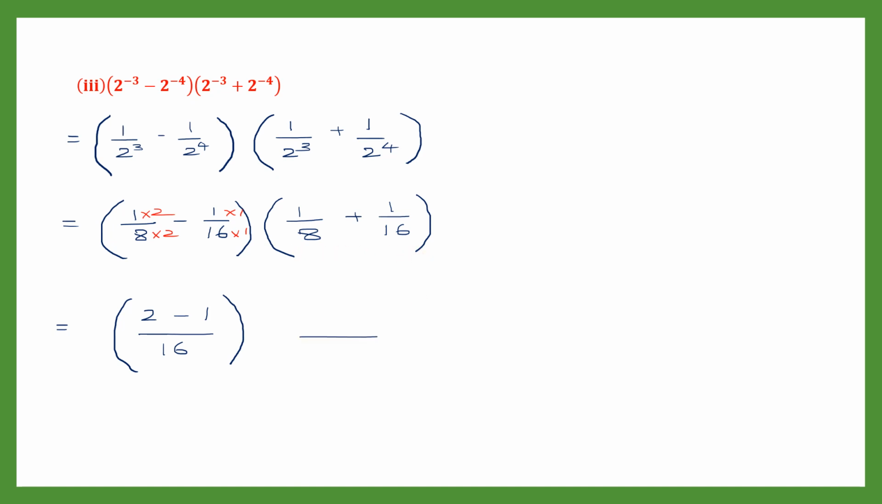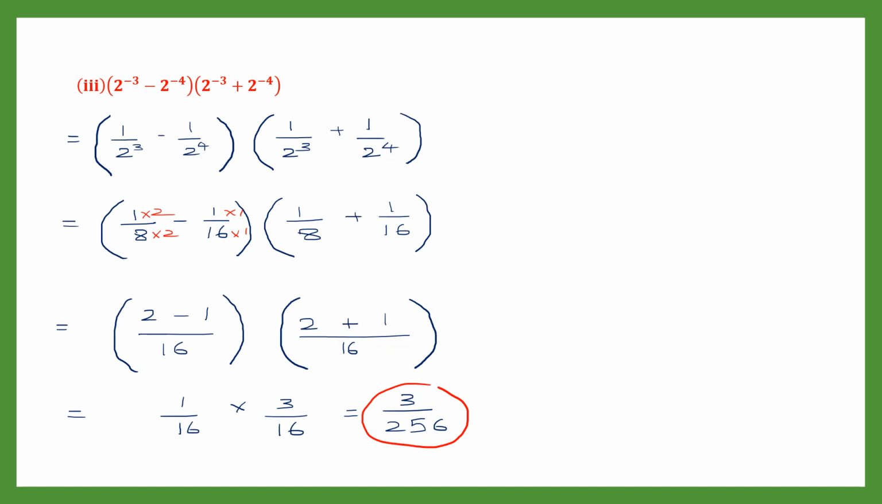Here also the LCM is going to be 16. 8 twos are 16, so 1 twos are 2 plus 16 ones are 16, 1 ones are 1. So here we have 2 plus 1 by 16. 2 minus 1 is 1. So this is 1 by 16 into, now this is 2 plus 1 is 3, 3 by 16. So now this has become multiplication. 1 into 3 is 3. 16 into 16 is 256. So what is the final answer? 3 by 256.